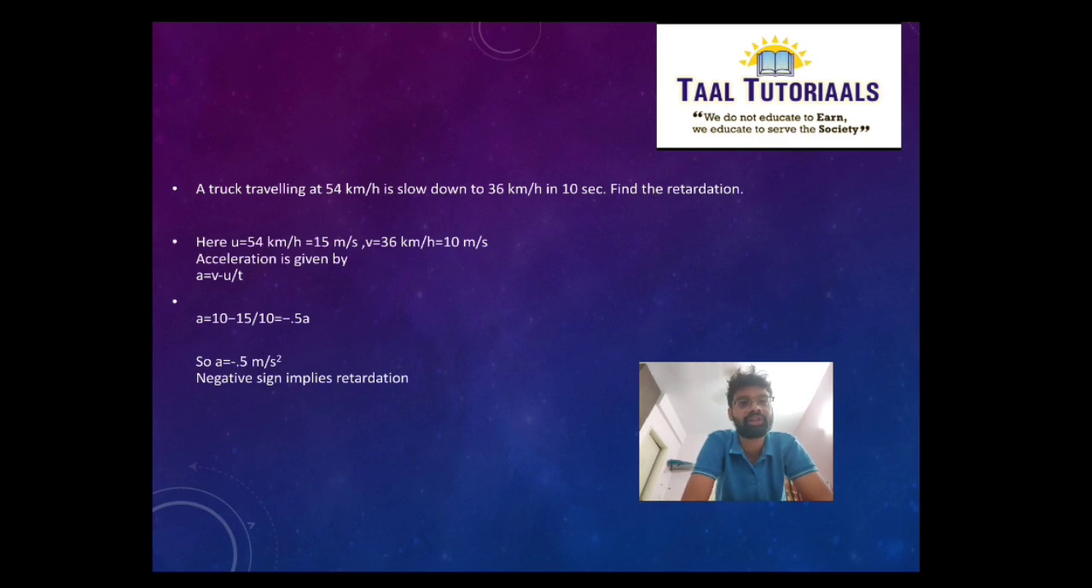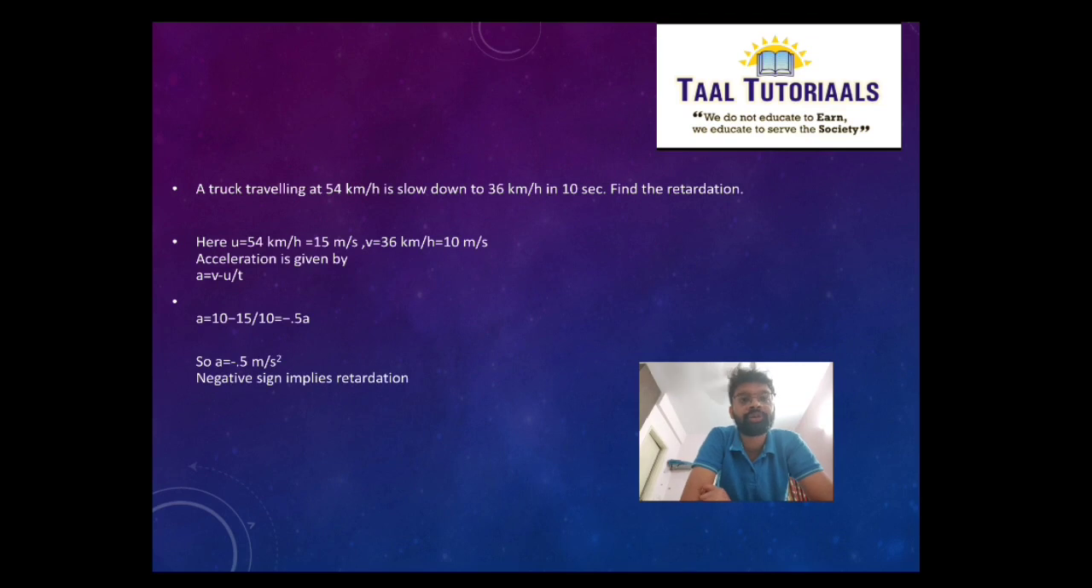In this question we see a truck traveling at 54 km per hour is slowed down to 36 km per hour in 10 seconds. You need to find the retardation. First, we are collecting the information which is given in the question. U, that is initial velocity, was 54 km per hour, and V, that is final velocity, which was slowed down and it became 36 km per hour.